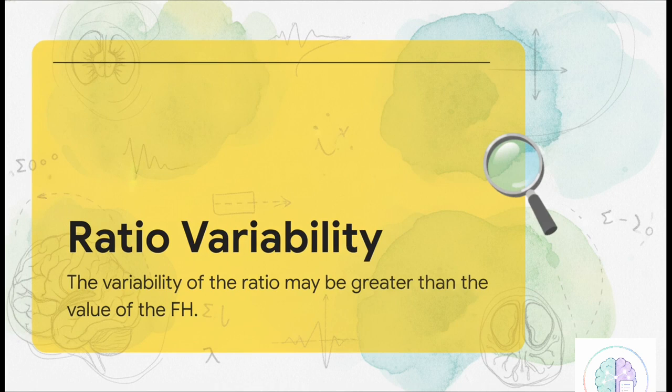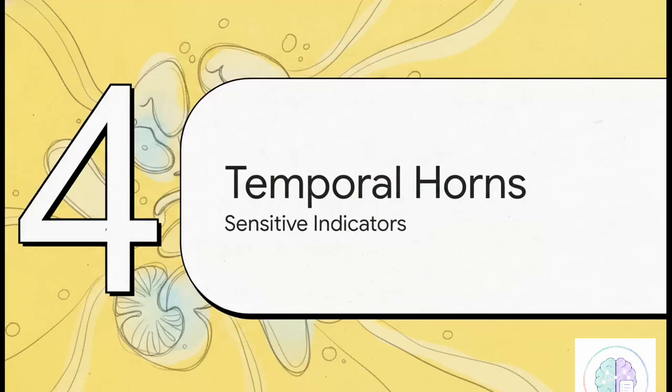Ultimately, the inherent mathematical variability of this ratio, thanks to all those factors we just talked about, can honestly just overshadow the physical measurement of the frontal horns altogether. The mathematical noise basically drowns out the actual anatomy. Because of those severe limitations, let's jump into Section 4, Evaluating the temporal horns.